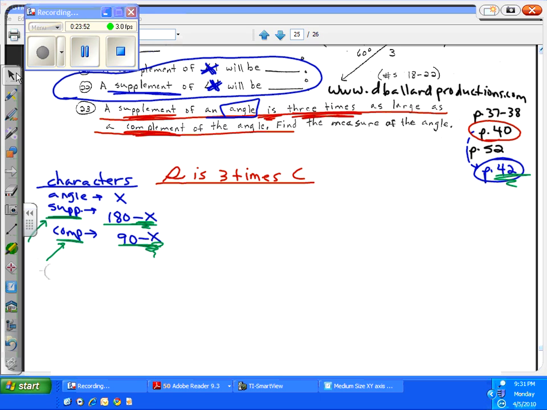So we've been able to, with some rules of complementary and supplementary, name them both in terms of the same angle x. So in place of supplement, we're going to put 180 minus x. Is means equal. 3 times means multiply. And in place of complement, we're going to put 90 minus x. Now this is 3 times 90 minus x.